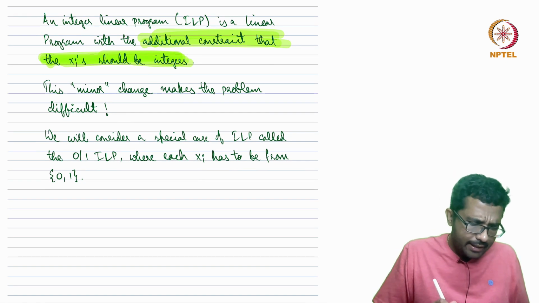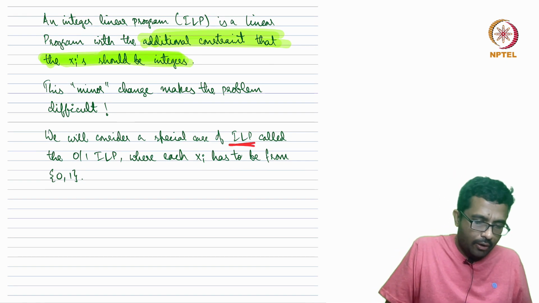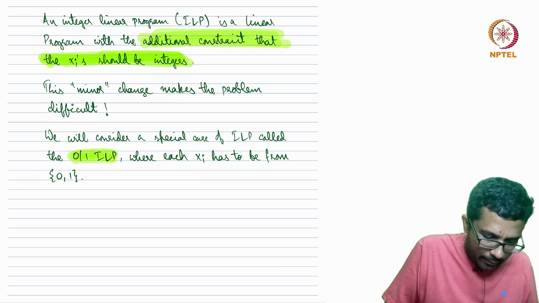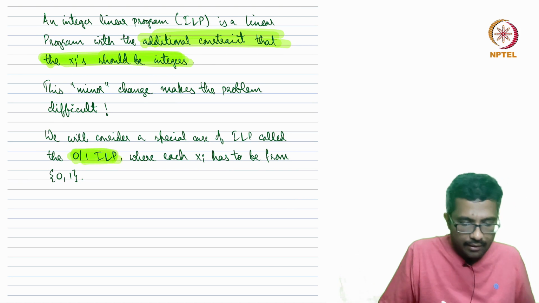In fact, what we will see is a special case of integer linear program called 0-1 ILP. Okay, so here I am not even saying that it should be just any integers, the xi should be integers.